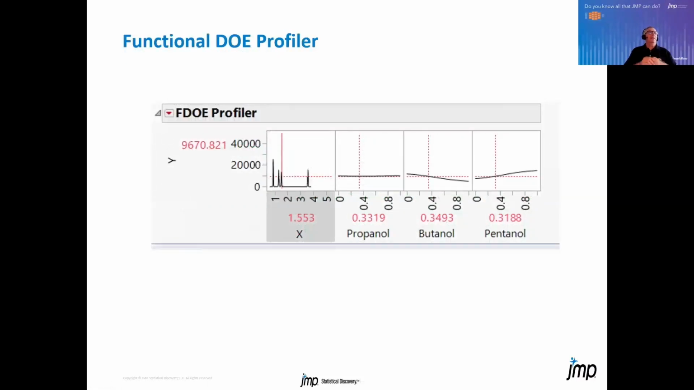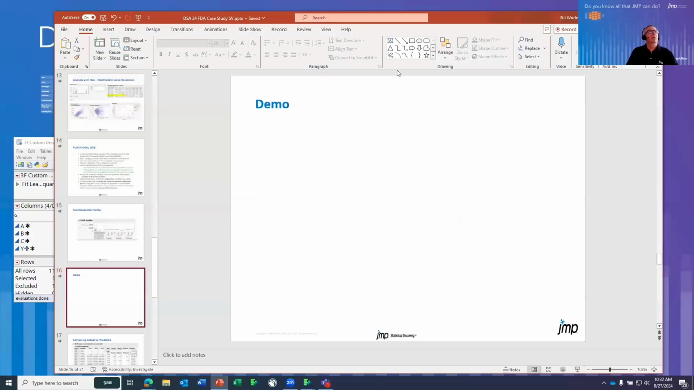All right, so all said and done, we get to something called a functional DOE profiler, and this is where we can then compare what the spectra look like at different proportions of the butanol, propanol, and pentanol. Okay, so we'll get to that in the demo, which should be coming up now. So let me escape out of here and slide this out of the way for a moment.